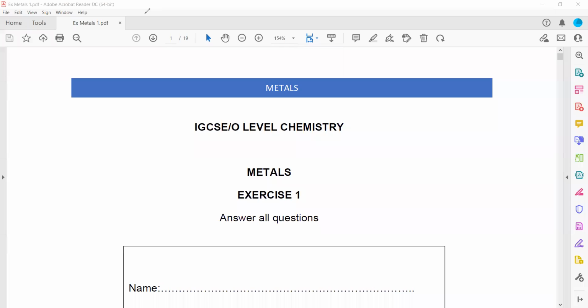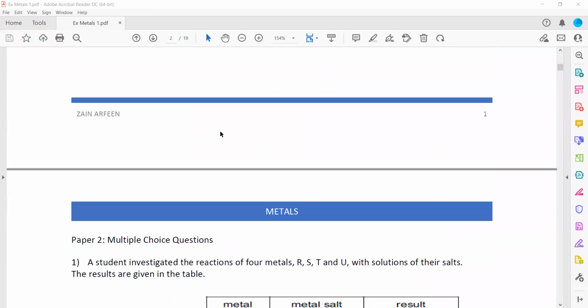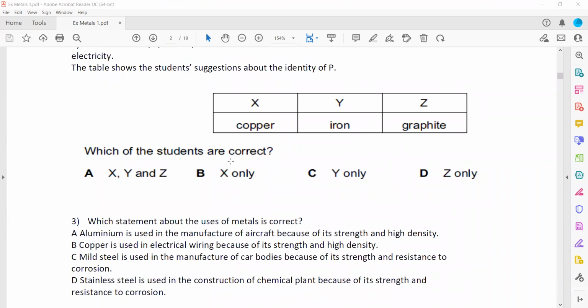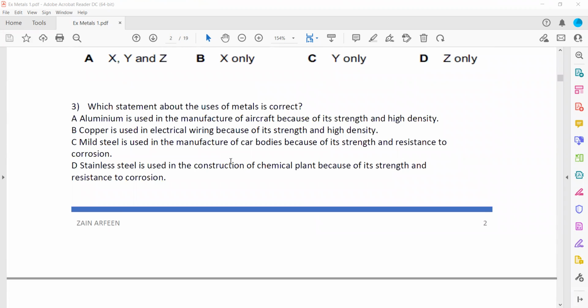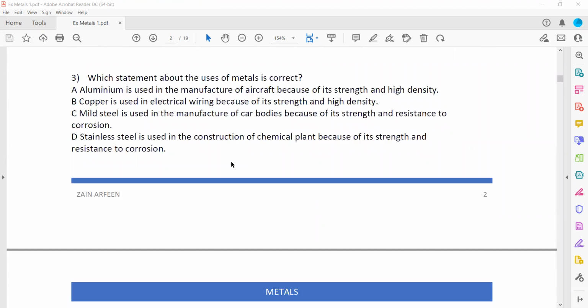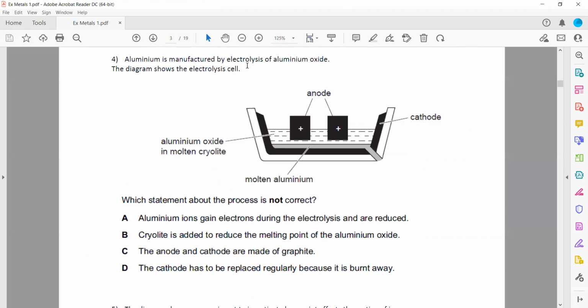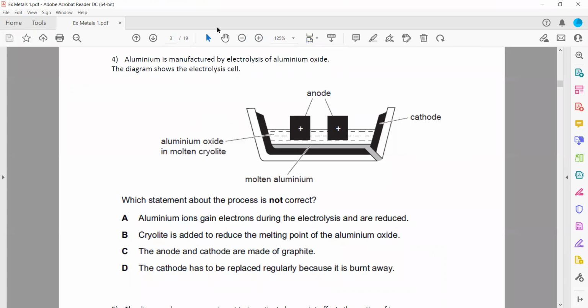So this exercise is related to metals, but we will not do all about metals. We will only do questions related to extraction of the aluminium. In question 4, aluminium is manufactured by electrolysis of aluminium oxide.